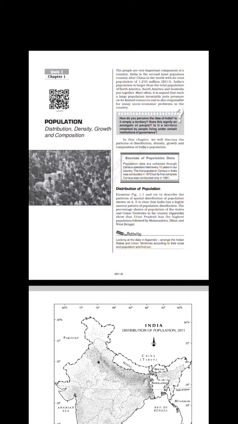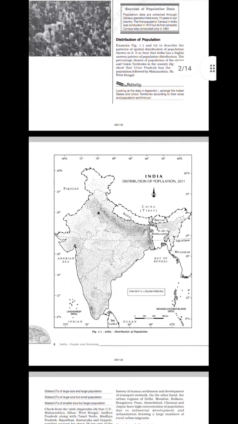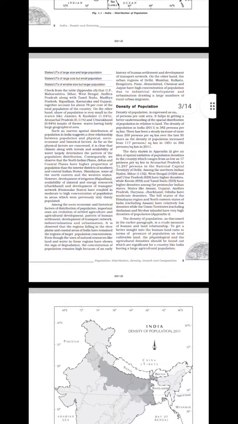Activity. Looking at the data in the appendix, arrange the Indian states and union territories according to their sizes and population and find out. Take a look at this map. Figure 1.1, India, distribution of population. States or UTs of large size and large population. States or UTs of large size but small population. States or UTs of smaller size but larger population.